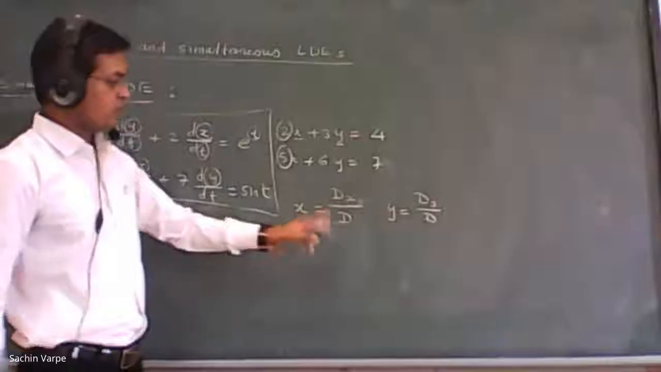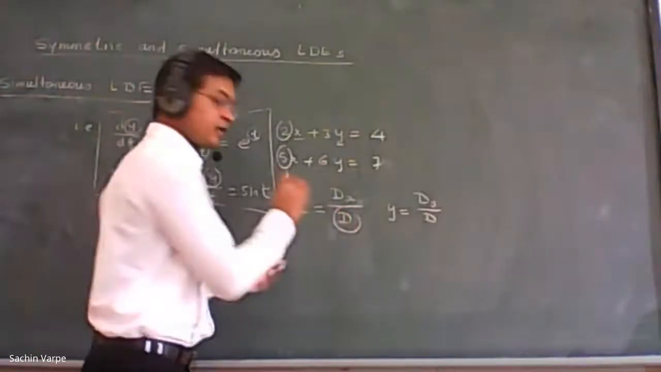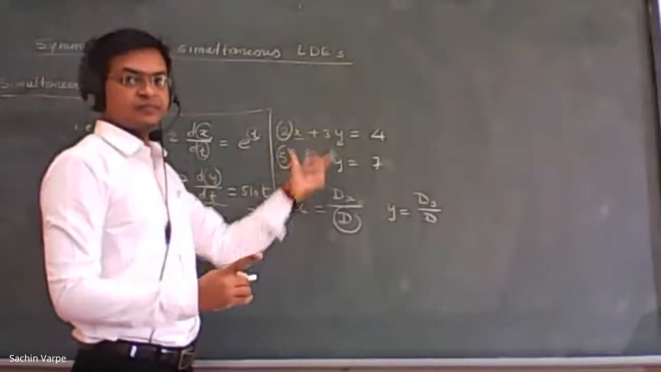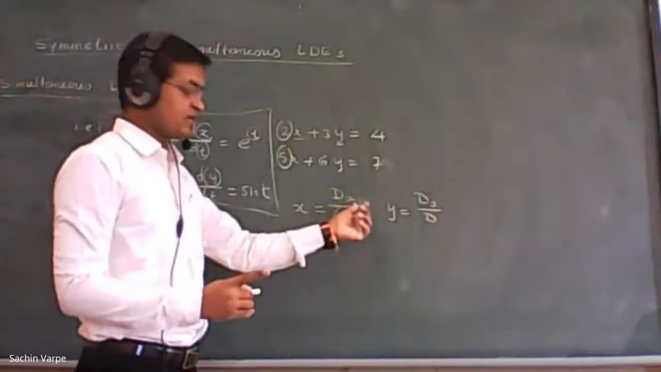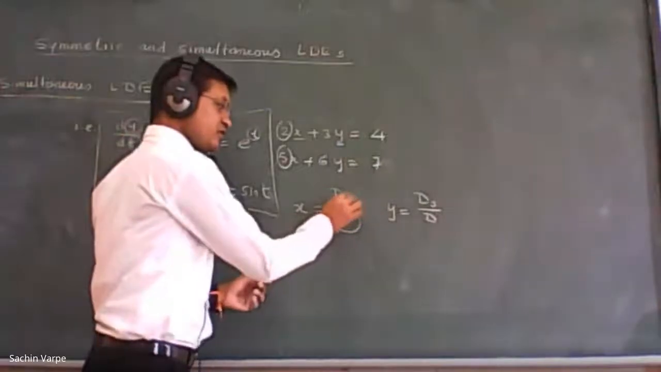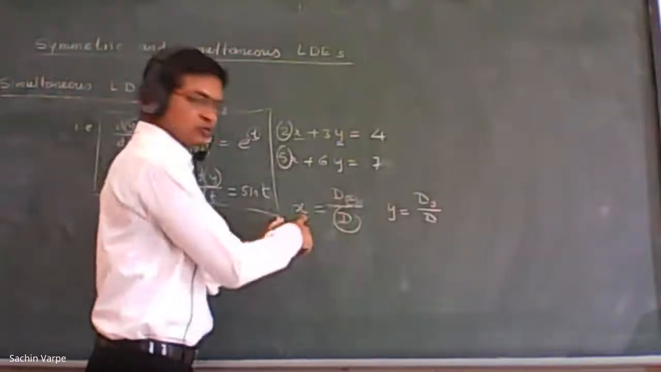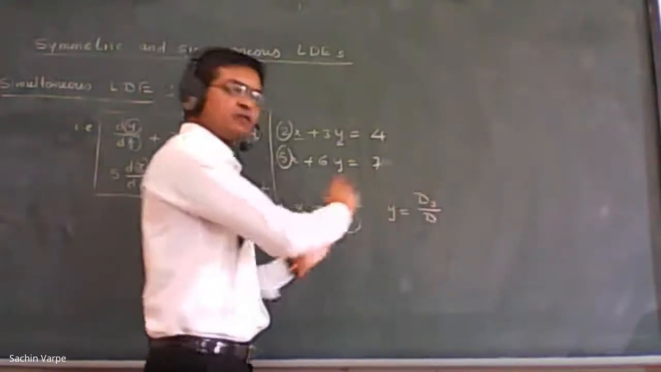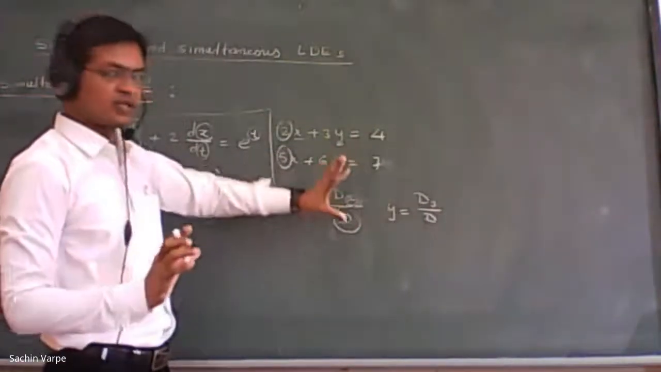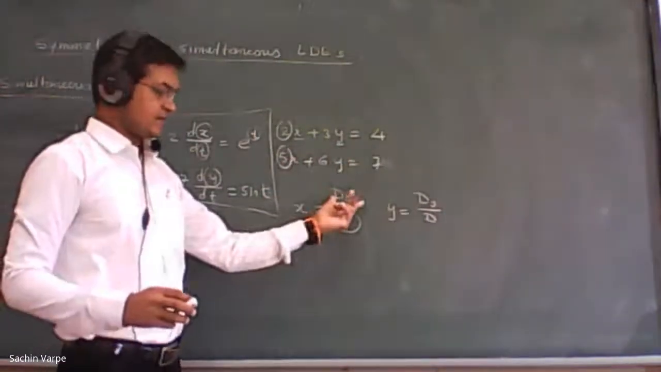The value of x is capital D suffix x divided by capital D, and y is capital D suffix y divided by capital D. Exactly. Thank you. Where this capital D is the determinant of coefficients, and D suffix x, this is just a notation. Suffix x means capital D with respect to x. D suffix y means capital D with respect to y. That is only the meaning of Dx, nothing else. So Dx is what?